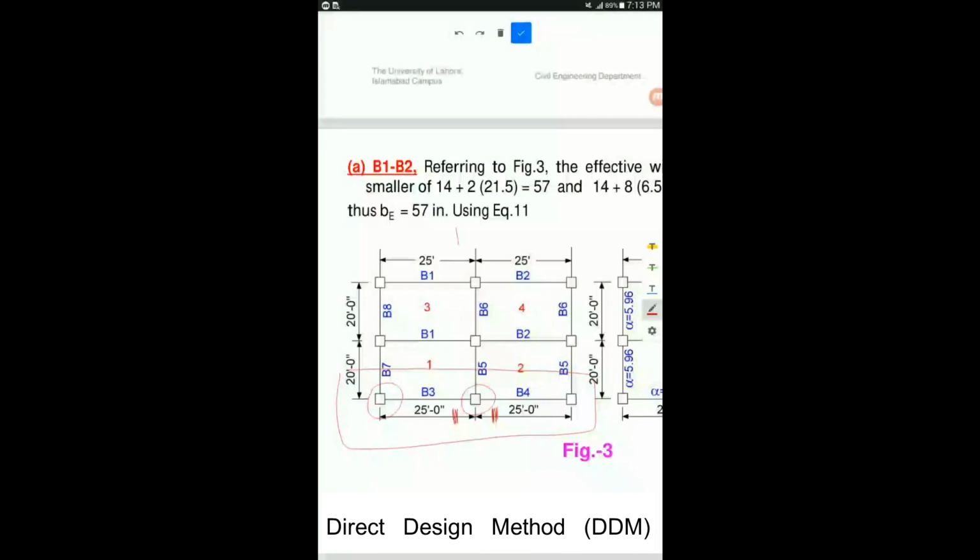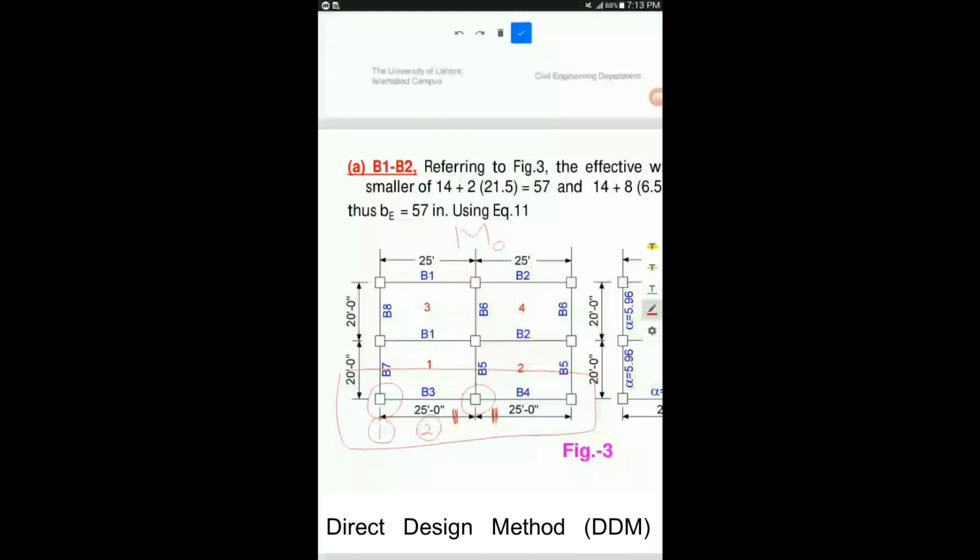What we have to do is, we have calculated the total factored static moment M0. Now I will distribute this moment into 5 locations. The first location will be this one. Definitely, because location 1 is on the support, on the column, it will be a negative moment. This will be location 2 in between the supports. Because it is in between, it will be a positive one.